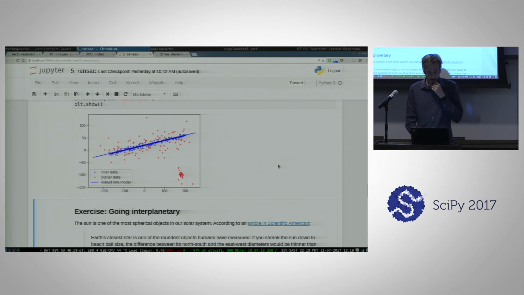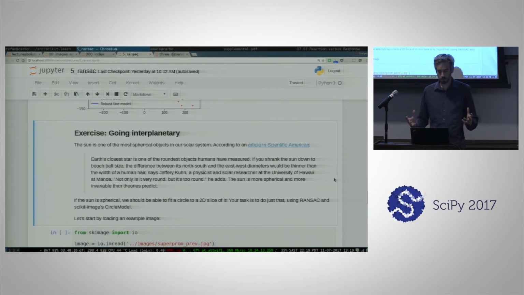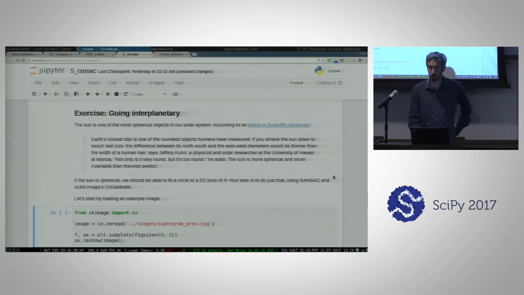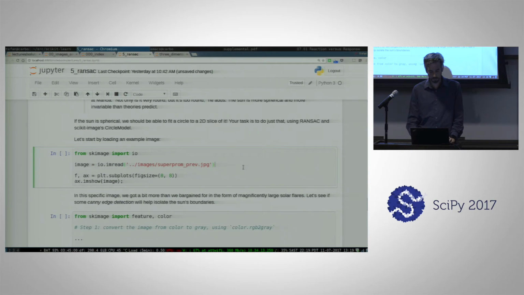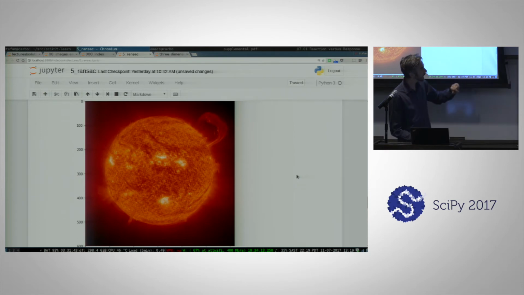So here's the exercise then. In our solar system, the sun is a very spherical object, and I don't know the physics behind that. Maybe someone in this room does, but it just turns out to be a very spherical object. So let's load an image of the sun and display it. What I'd like you to do is use ransac to fit a circle around the outside of the sun. So remember that I said we've got a circle model available. So I want you to plug that into ransac. Of course, you can't apply it directly to this image.